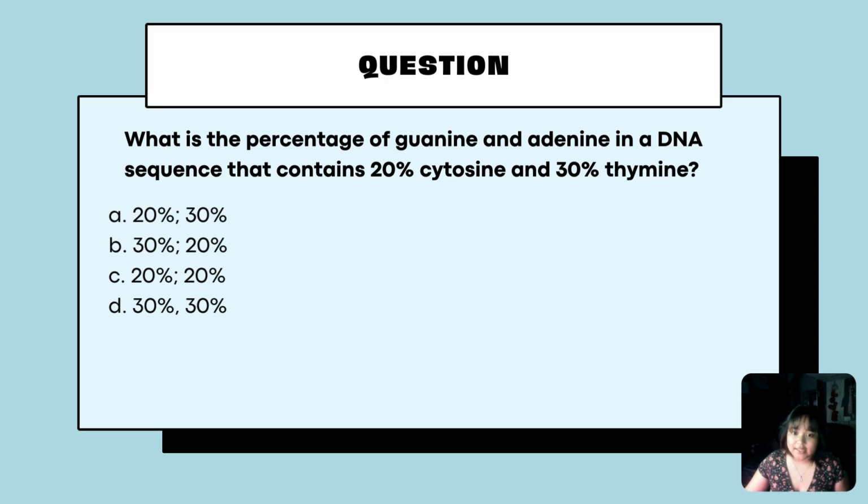What is the percentage of guanine and adenine in a DNA sequence that contains 20% cytosine and 30% thymine? So you have to remember Chargaff's rule, and so adenine is bonded with thymine while cytosine is bonded with guanine. And so the answer for this is letter A, which is 20% guanine and 30% adenine.